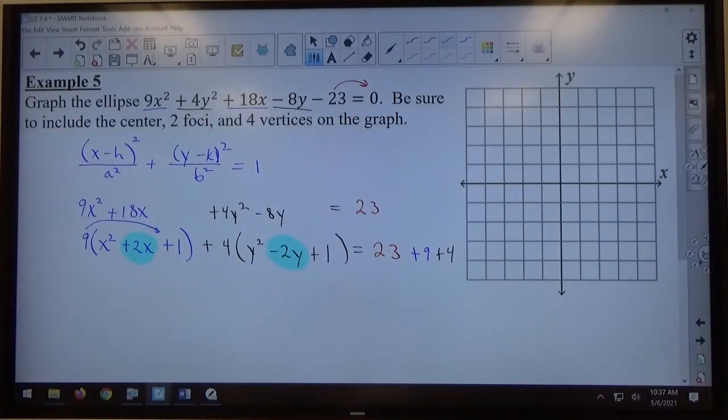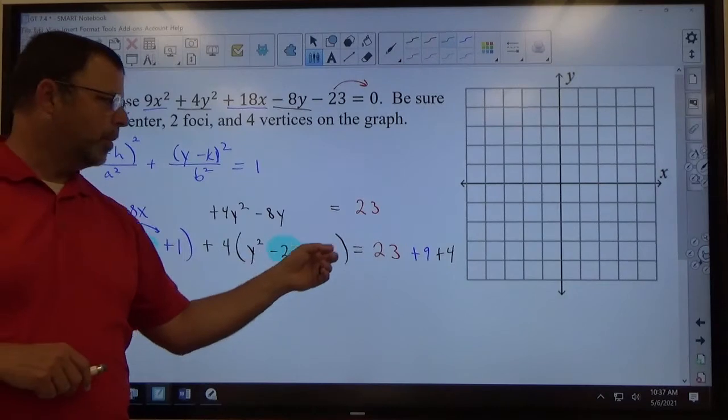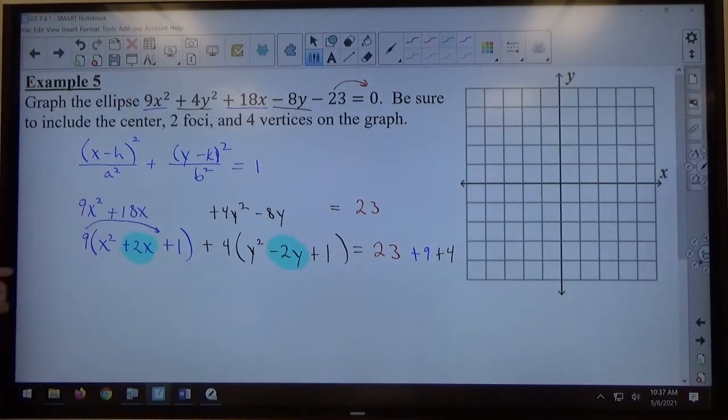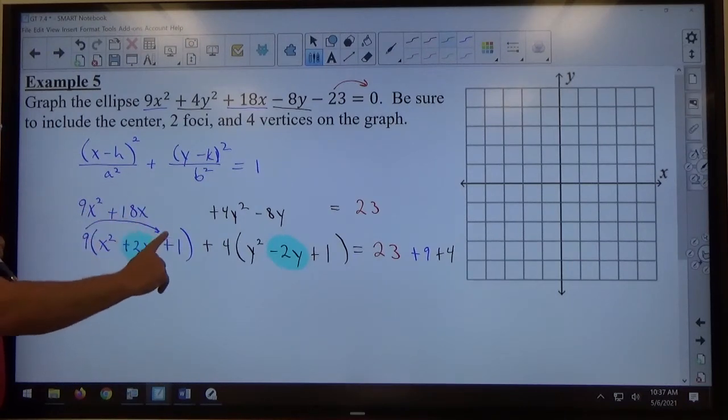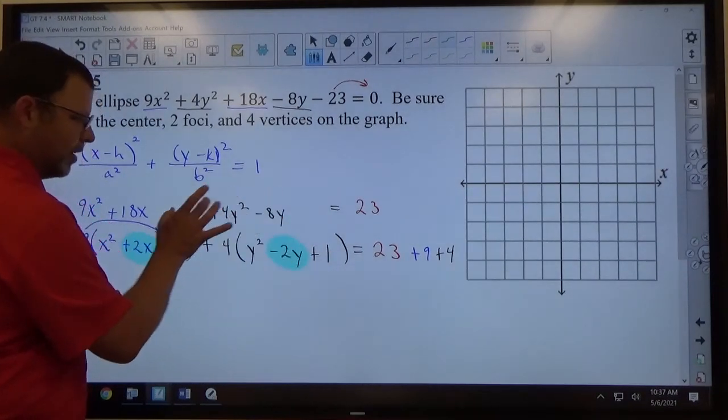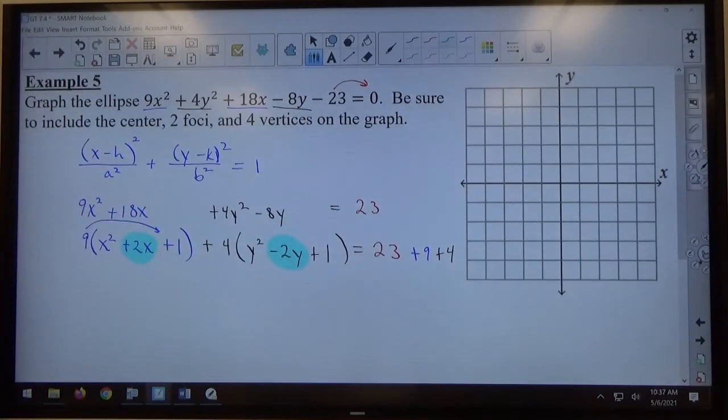That's the only real weird step happening for the most part. Again, sometimes I see people put plus 1, plus 1, plus 1, plus 1, and again, they're not considering there's a number out front. So if I were to distribute, this is 9x squared, this is plus 18x, this is plus 9. 4y squared minus 8y plus 4. So plus 9 and plus 4, that's why it's plus 9 and plus 4. That's what we've actually added. All right?